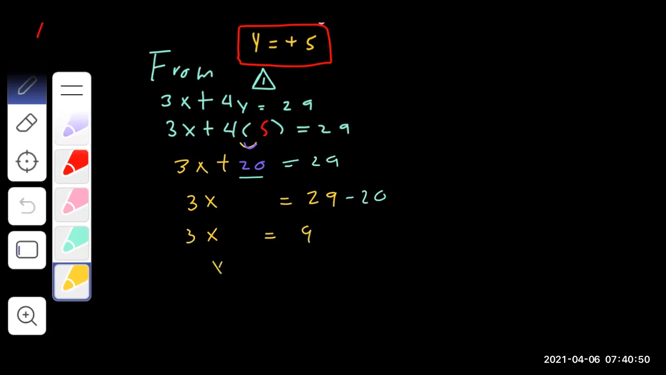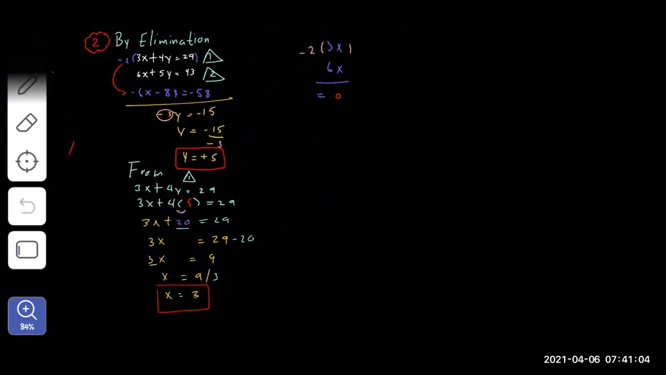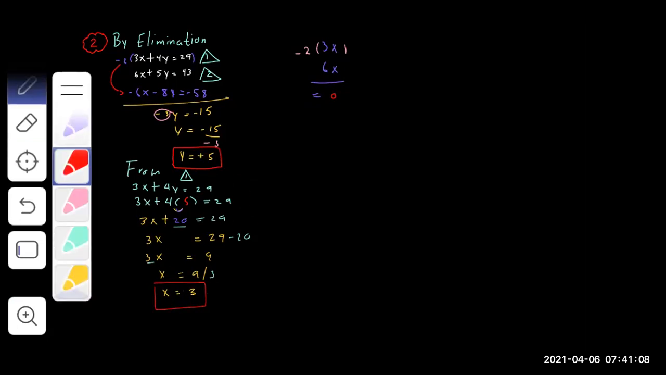Nine. X is not alone. 9 is going to be 9 over 3, right? This 3 is multiplying. And x is equal to 3. And we got the first component, by the way. We got our solution for this system, guys. We already know what x and y are equal to. The solution is going to be an ordered pair. The first one is for the x value, and the second one is for the y value. What is x, guys? 3. And y is 5.